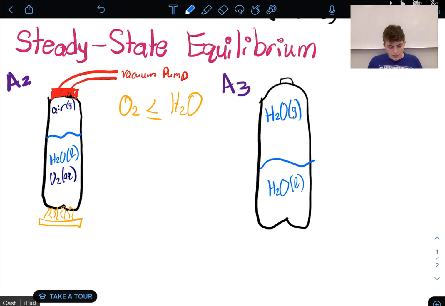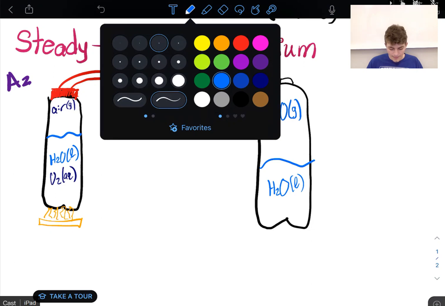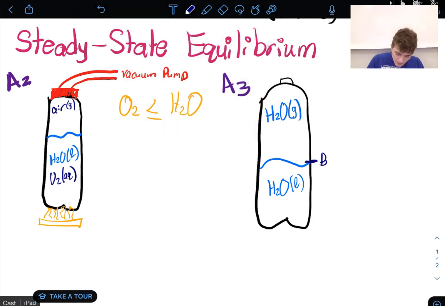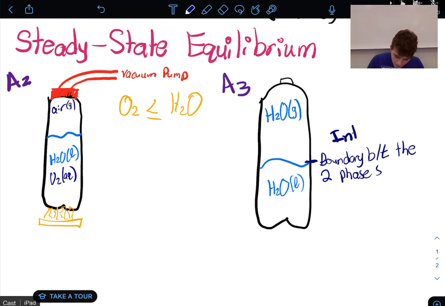Awesome. In order to transform this, we know that at the interface, the boundary between the two phases, which I call the interphase, there's actually an equilibrium taking place between the gas and the liquid water. What we can discern from that is that all we have to do is create some sort of solid substance.